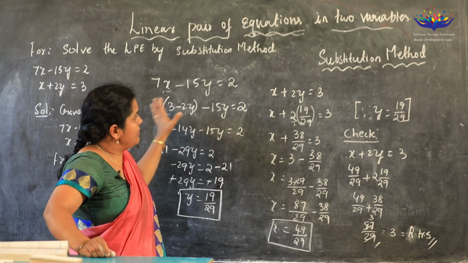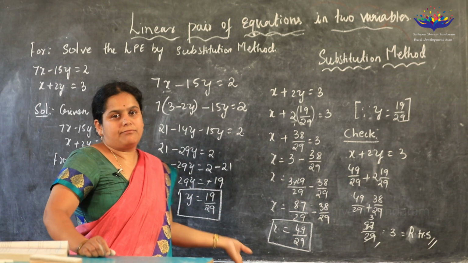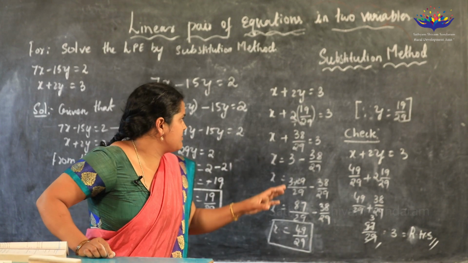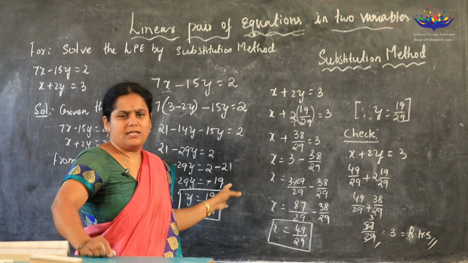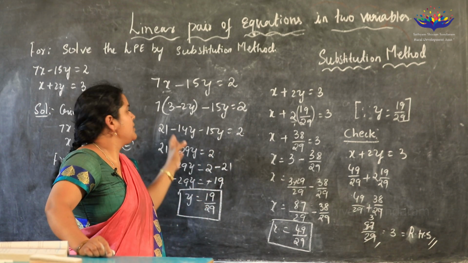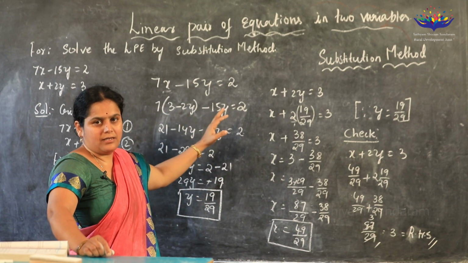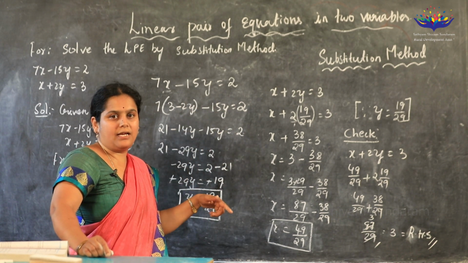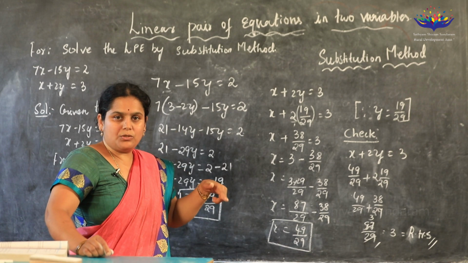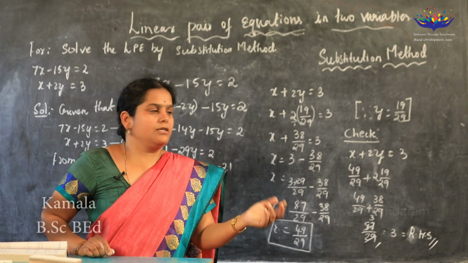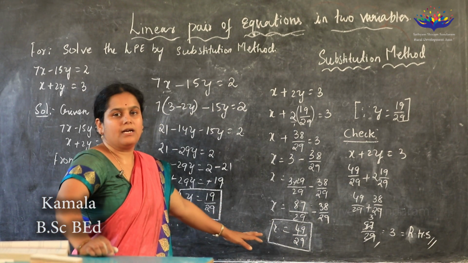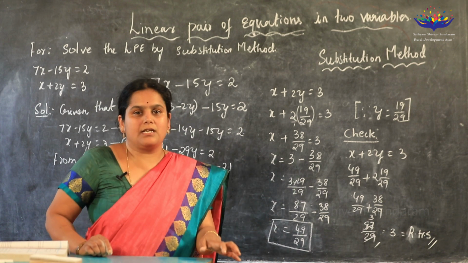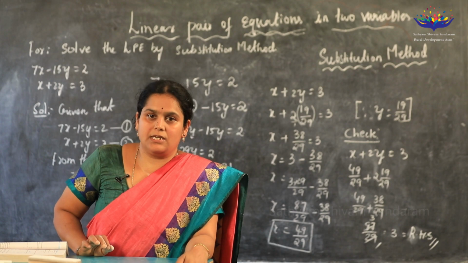This type of problem you may get for a 3 marks or a 2 marks question. So this is the substitution method. Substitution is nothing but you have to find either x or y, and then after finding that, you have to substitute it in the other equation. Then you have to find the other variable's value. This type of question you will definitely get for 3 marks.